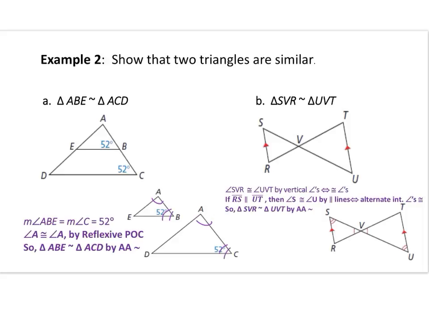For part B, they are similar by angle-angle. We can conclude that angle SVR is congruent to angle UVT because vertical angles are congruent. And then because we have two pairs of parallel sides, we have our alternate interior angles, so angle S is congruent to angle U. All we need is at least two pairs of corresponding angles congruent to conclude that by angle-angle similarity, our two triangles are similar.